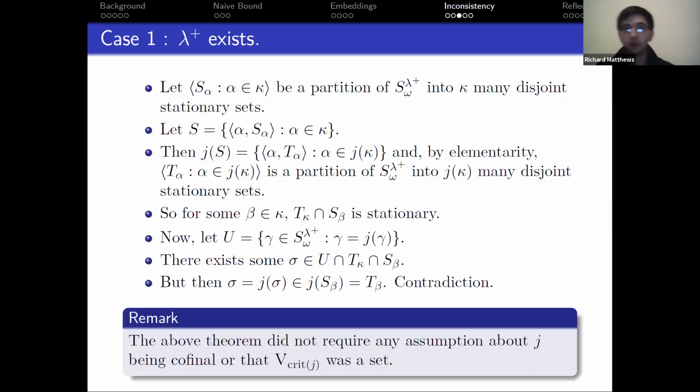So the case for lambda plus is the standard Woodin inconsistency. It's worth noting here that this above theorem did not actually require any assumptions about j being cofinal or for V_crit(j) to be a set. These are only needed for case 2. So this is when I said earlier that if we have an elementary embedding from H_{lambda+} to itself, then lambda must be the supremum of the critical sequence. This technically follows from case 1 of this theorem.